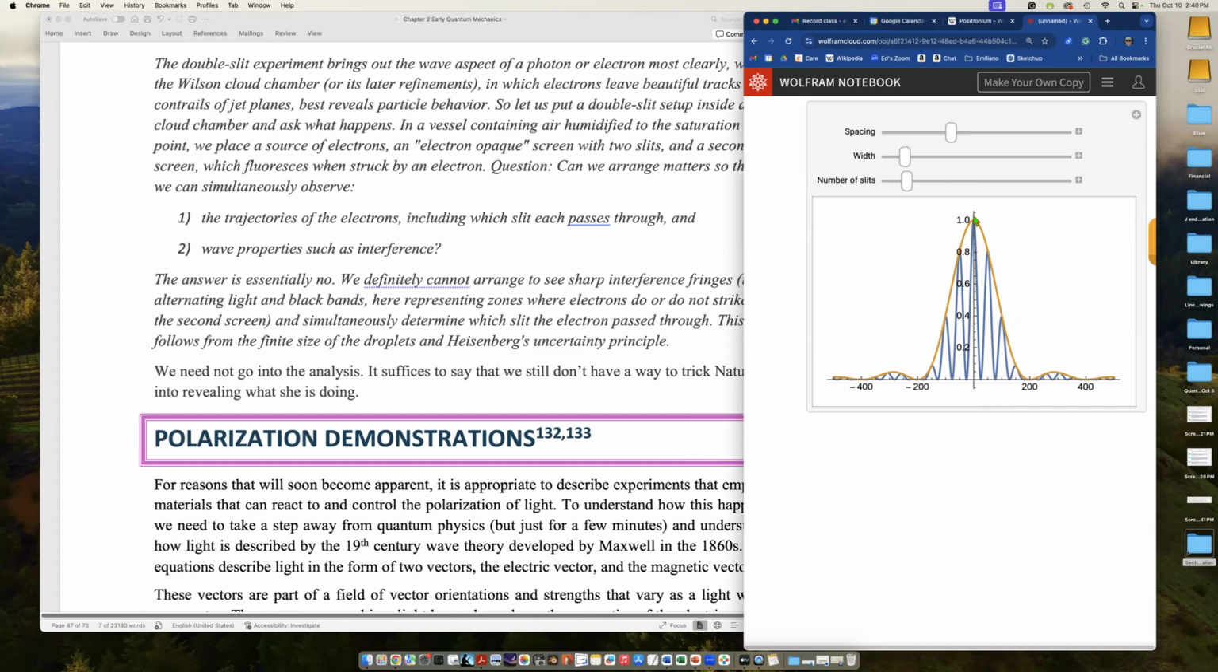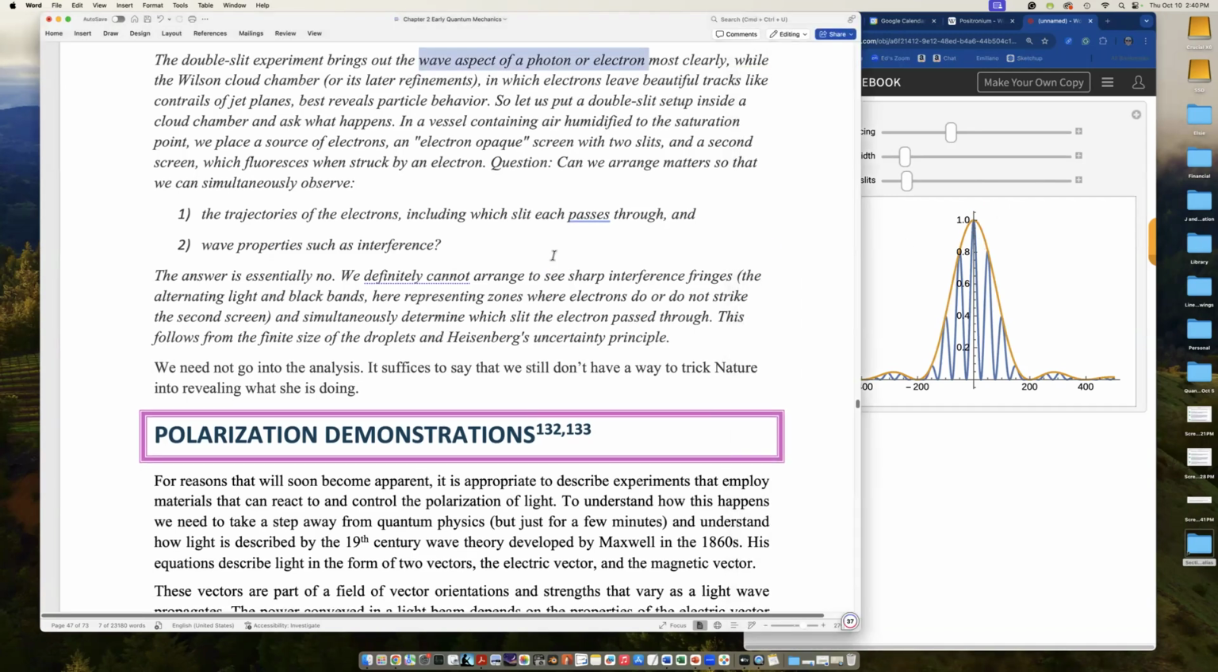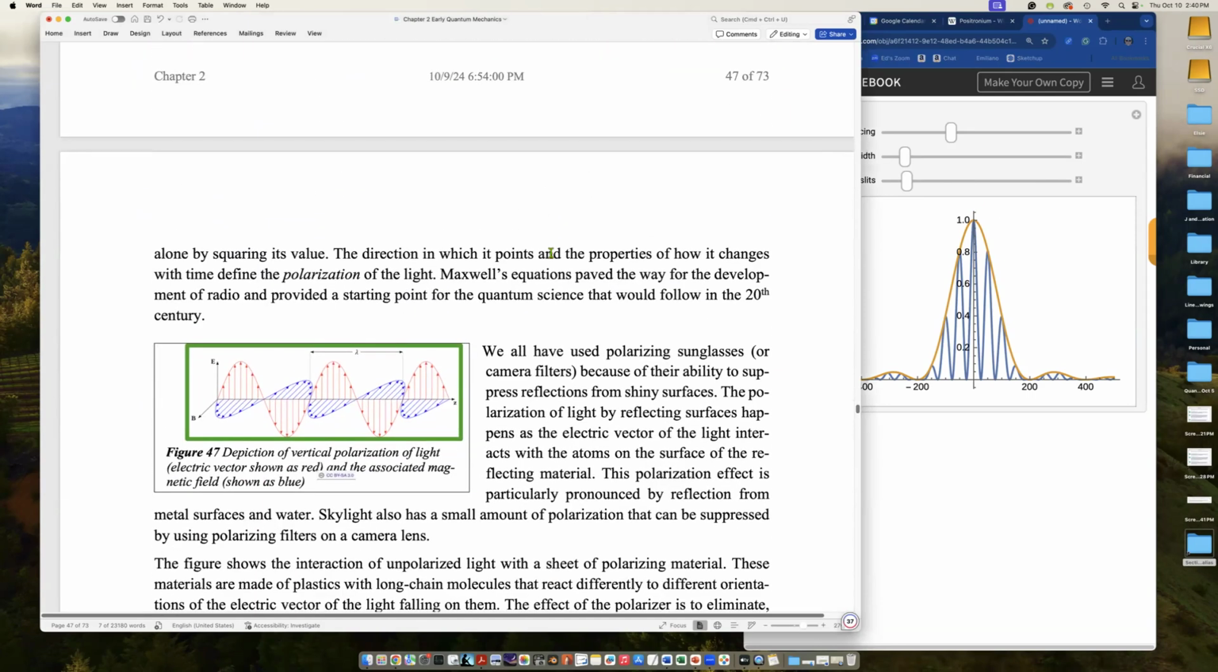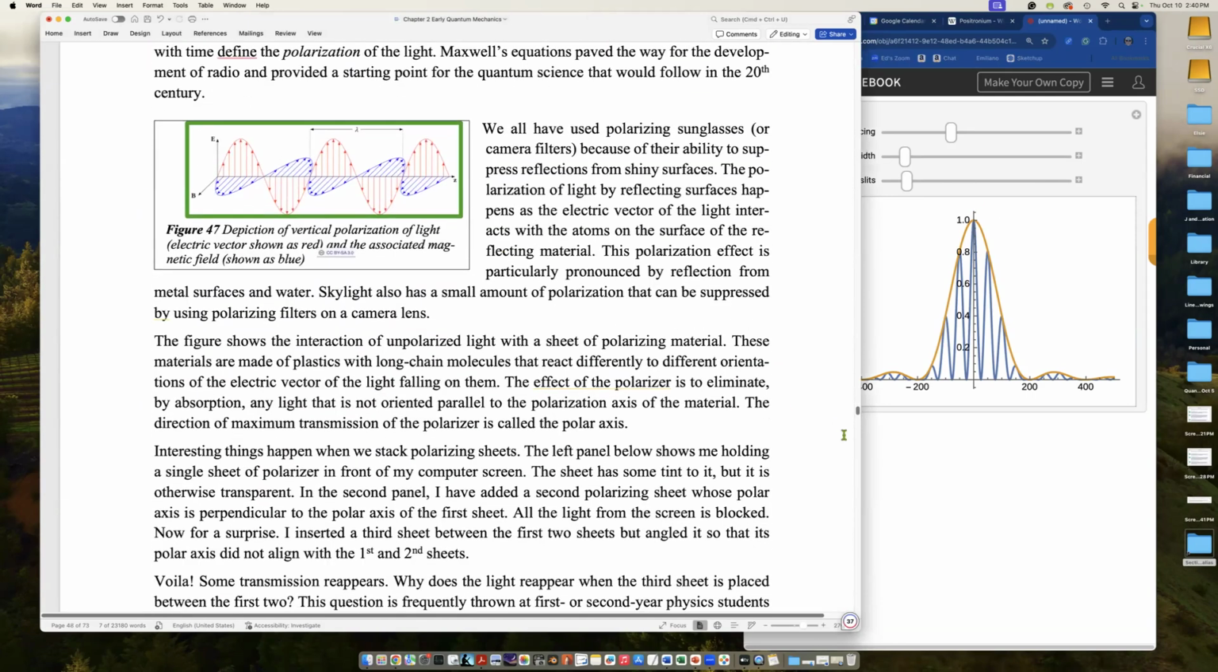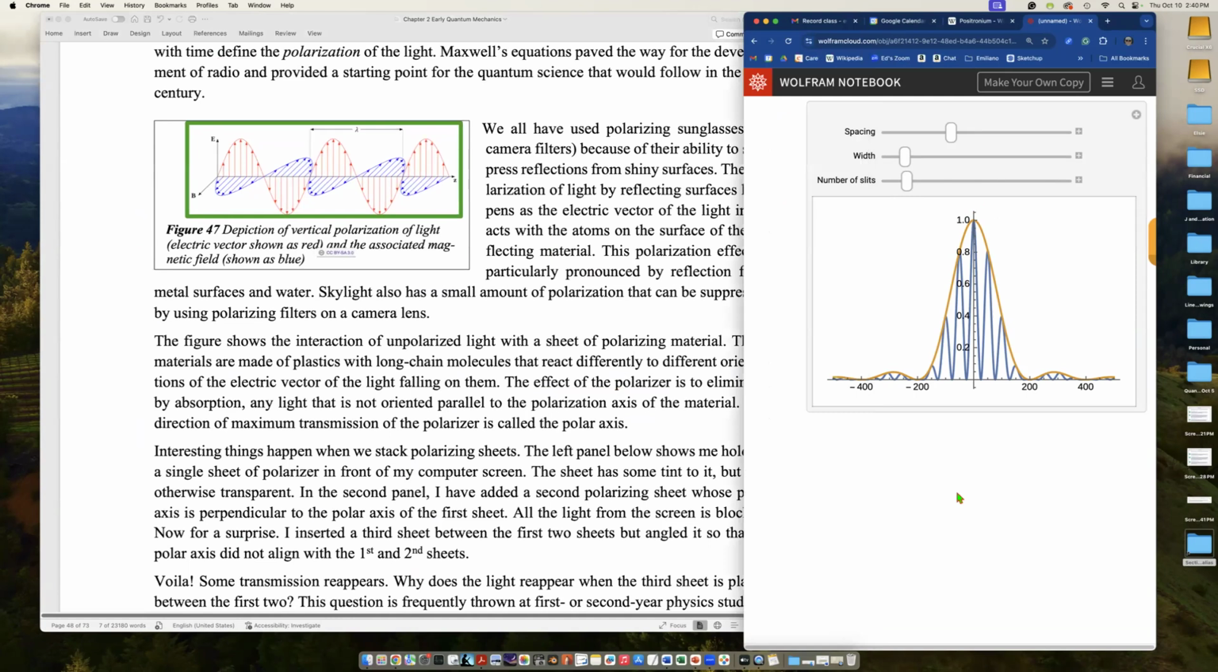Okay, let's go to the next question. Does an electron by itself have a spin property, or is it only observed by having the electron interact with other particles and or magnetic fields? Does spin exist if you don't measure it? This is a fantastic question.